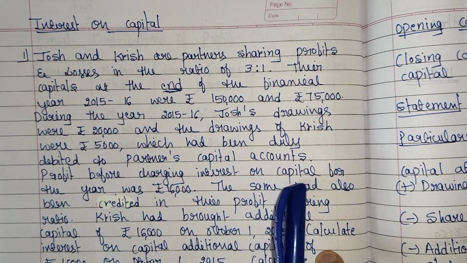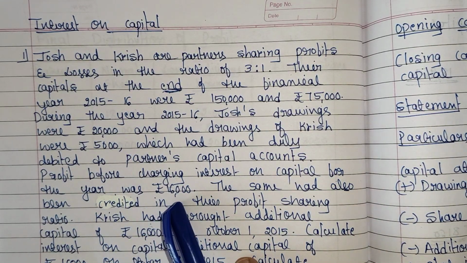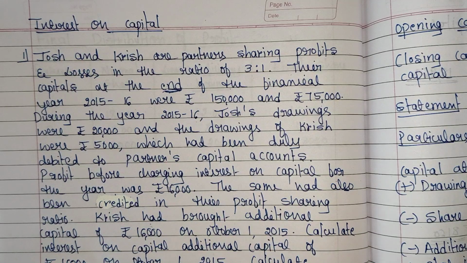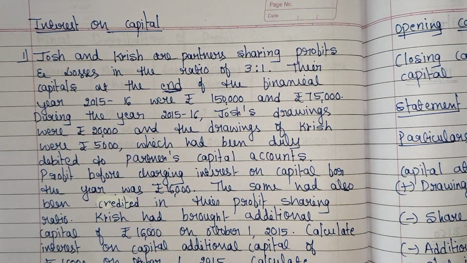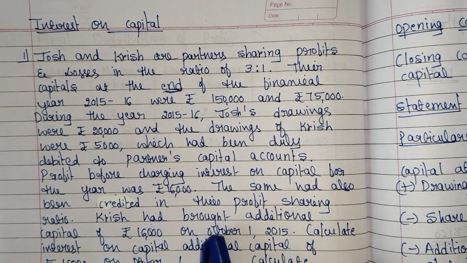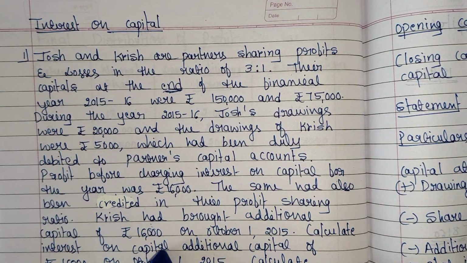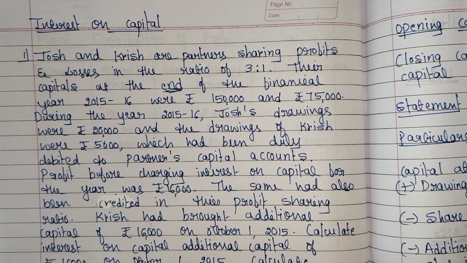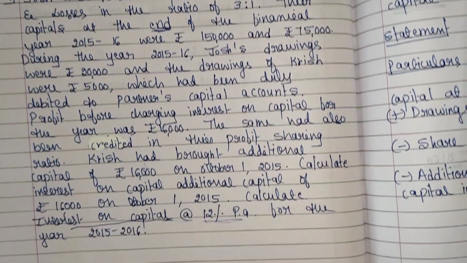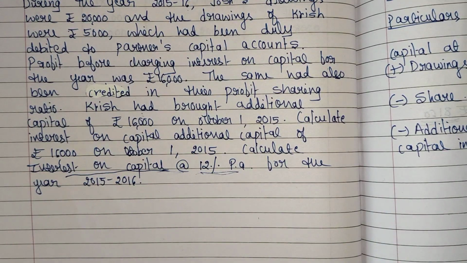Profit before charging interest on capital for the year was rupees 16,000, and the same had also been credited in their profit sharing ratio. And Krish had brought additional capital of 16,000 on October 1st, 2015. Now calculate interest on capital at 12% per annum for the year 15-16.